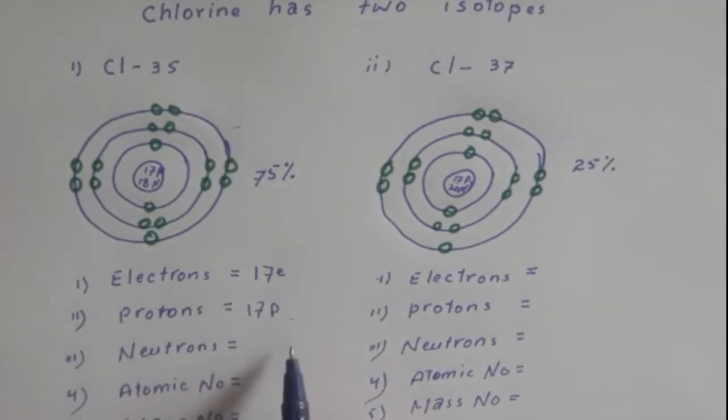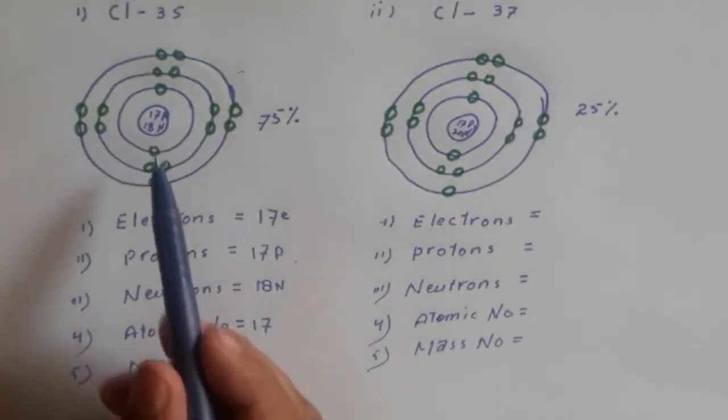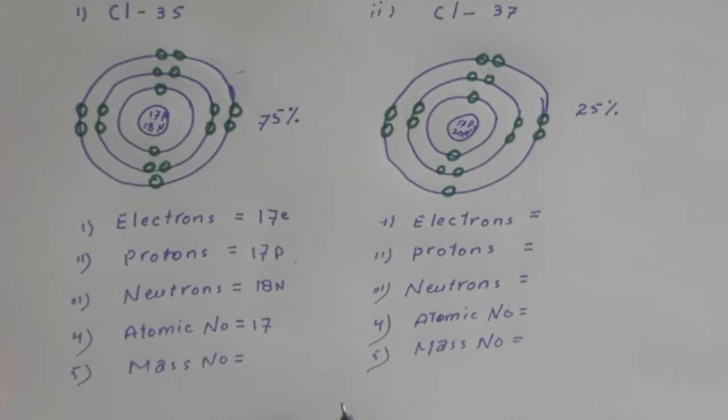The number of neutrons in chlorine-35 is how many? 18 neutrons. So atomic number is the number of protons or electrons, so the atomic number is 17, while mass number is the sum of protons and neutrons. So the mass number of this is 17 plus 18 equal to 35.